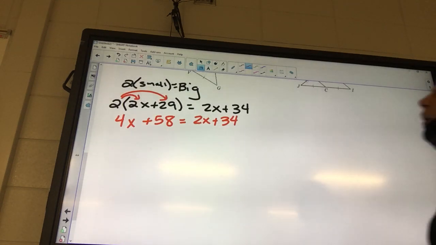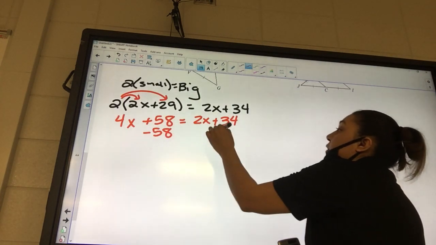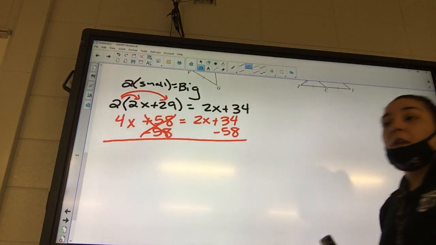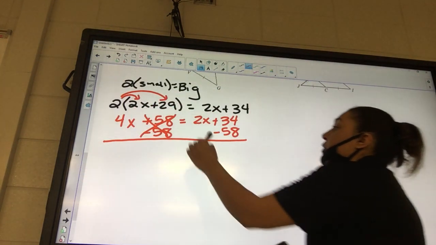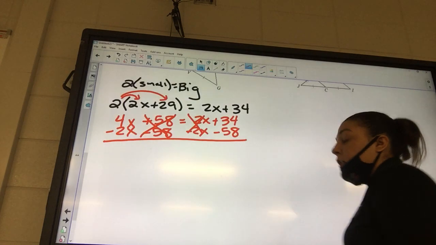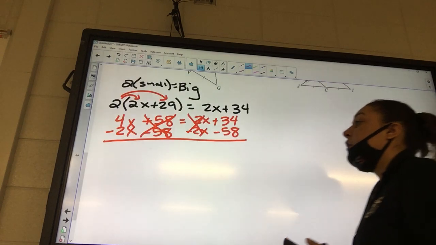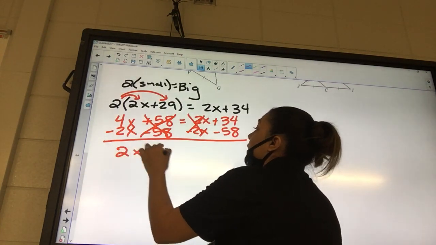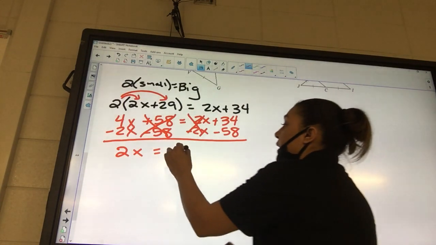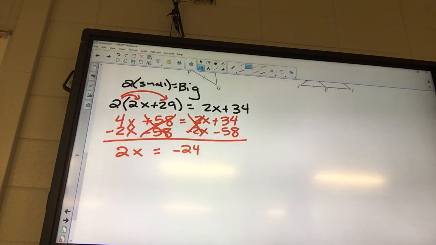So I'm going to move plus 58, so I'm going to say minus 58. And that needs to go under the 34 on the other side. And then I also have to move this 2x and put it with this 4x. So 4x minus 2x, that would be 2x. 2x equals, and 34 minus 58 is going to give me negative 24. Okay, so I got 2x equals negative 24.